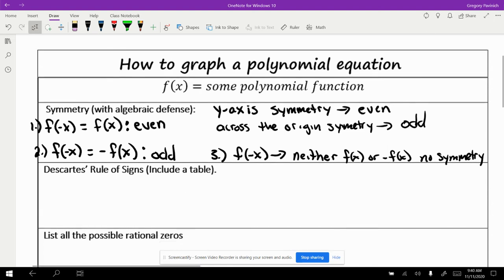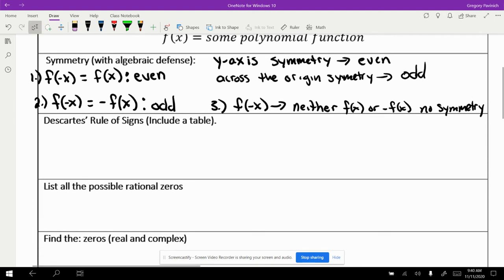Okay, the next thing we're going to talk about is Descartes' rule of signs. We haven't talked about that in class yet, but we're going to talk about it in the context of this big problem. So we're going to first describe what it does, and then we're going to look at an example in the next video and hopefully put it together.